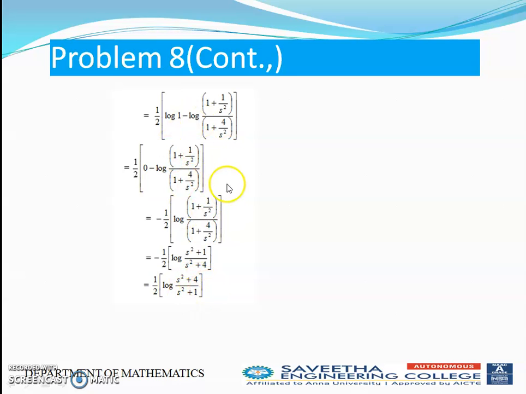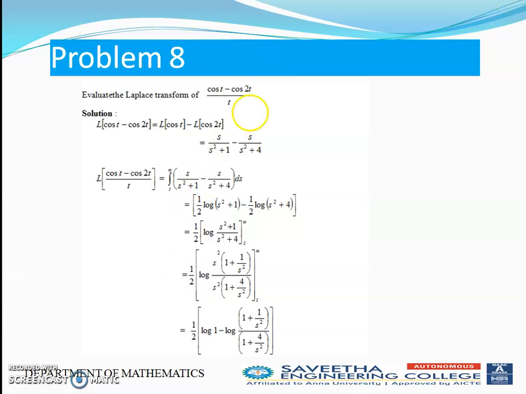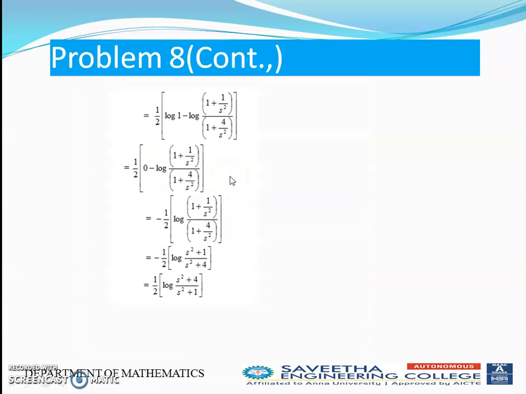This is a very important 8 mark question, so be careful here. The question is the Laplace transform of (cos t minus cos 2t) divided by t. Divided by t form means we take s goes to infinity, that is the limits form. Be careful here.